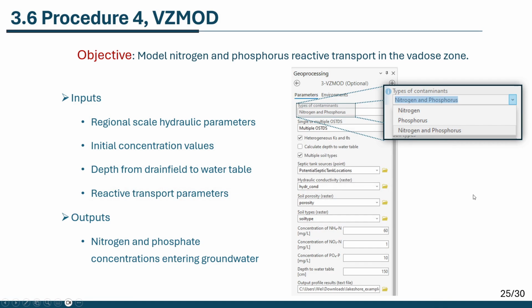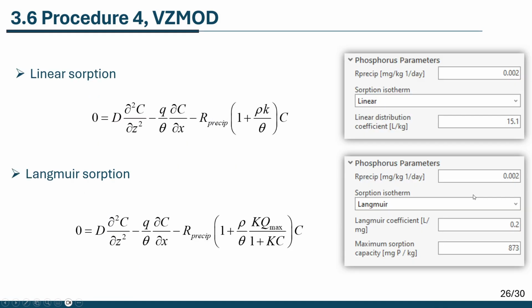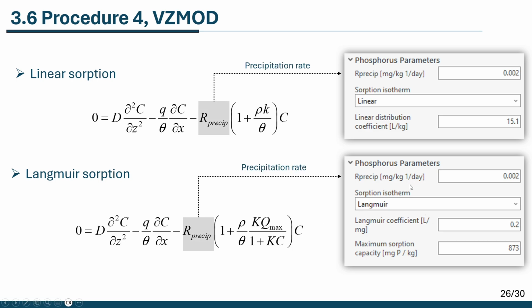Alright, let's go back to our presentation. This slide shows the phosphorus parameters, and they will appear when you select the phosphorus calculation, as I showed. Remember how we talked about the linear sorption and the Langmuir sorption? Well, there are governing equations for different sorption equations. First, we have a precipitation rate. No matter which sorption you go with, you will always need a precipitation rate to represent the slow, irreversible processes.